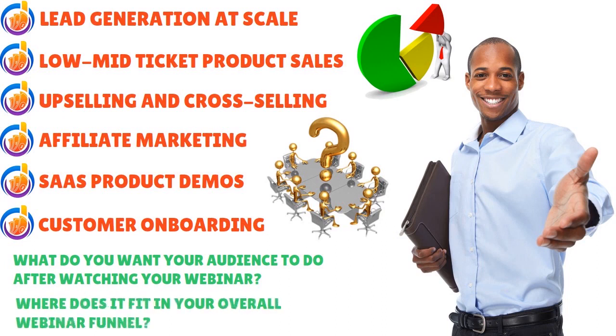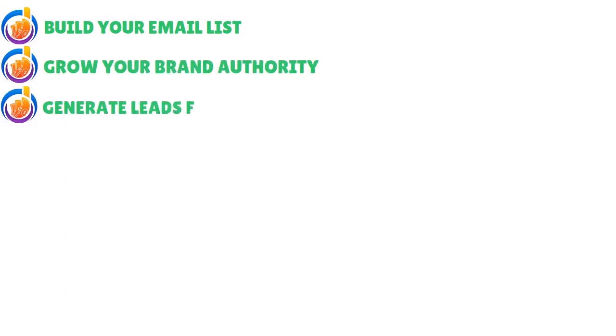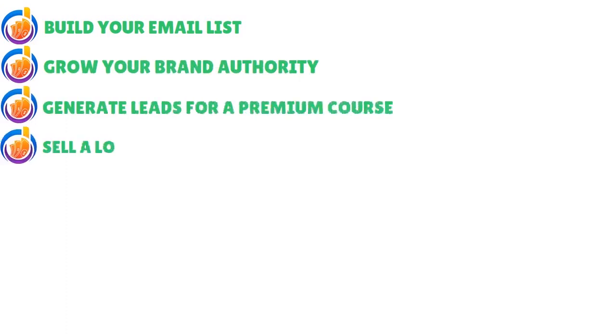Okay, you must answer these questions to create an effective evergreen webinar, because your webinar can have any of the following goals. You can try to build your email list. You can grow your brand authority. You can generate leads for a premium course. You can sell low or mid-tier products. Being clear about your goal is critical because it determines your webinar content, topic, tone, and where it fits in the overall scheme of things.